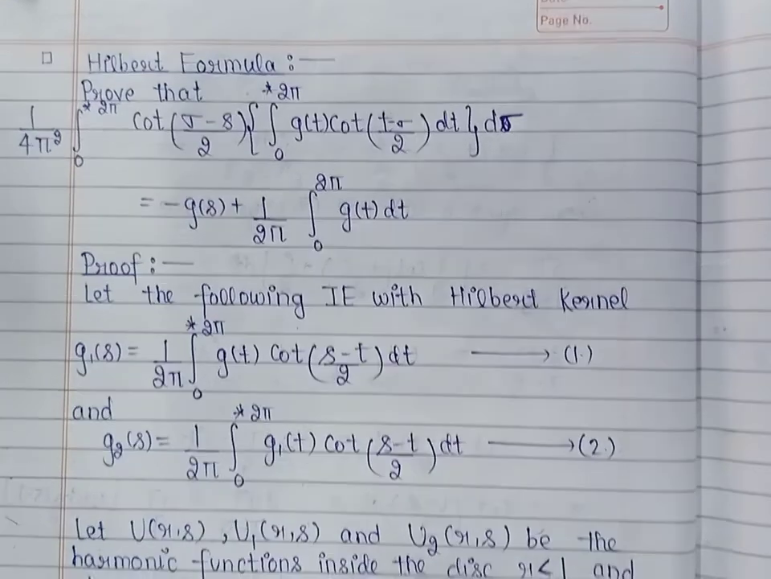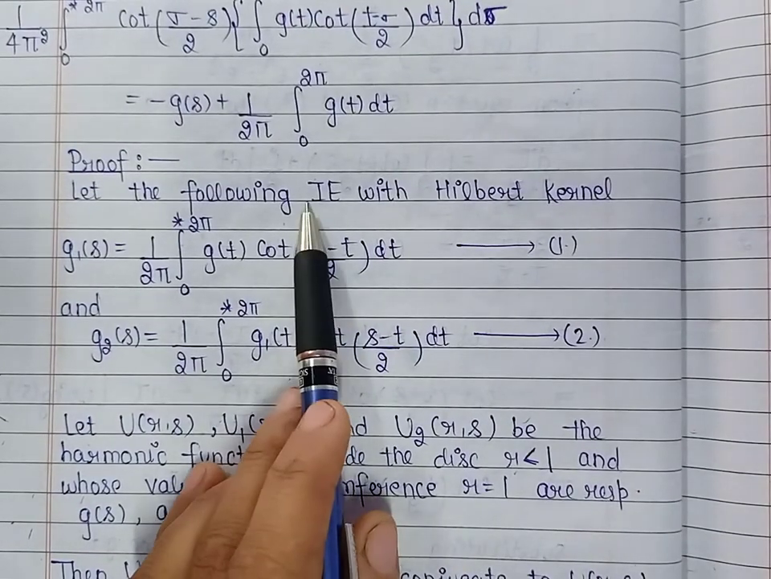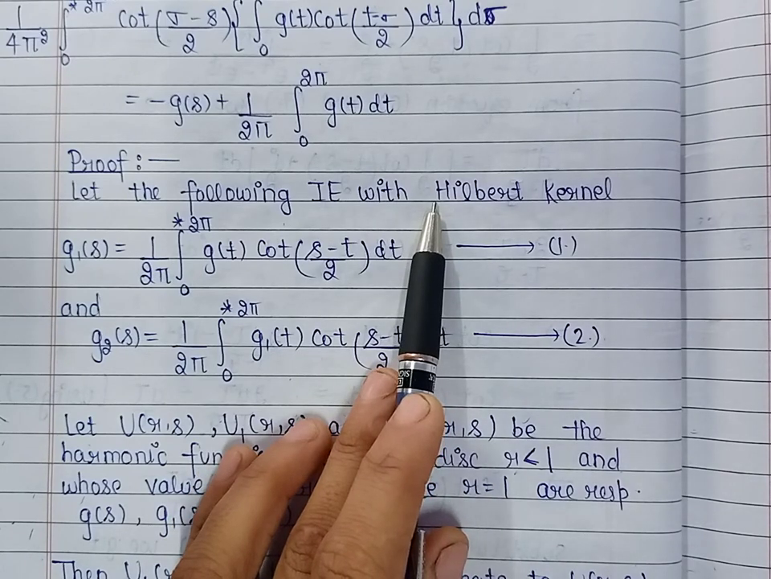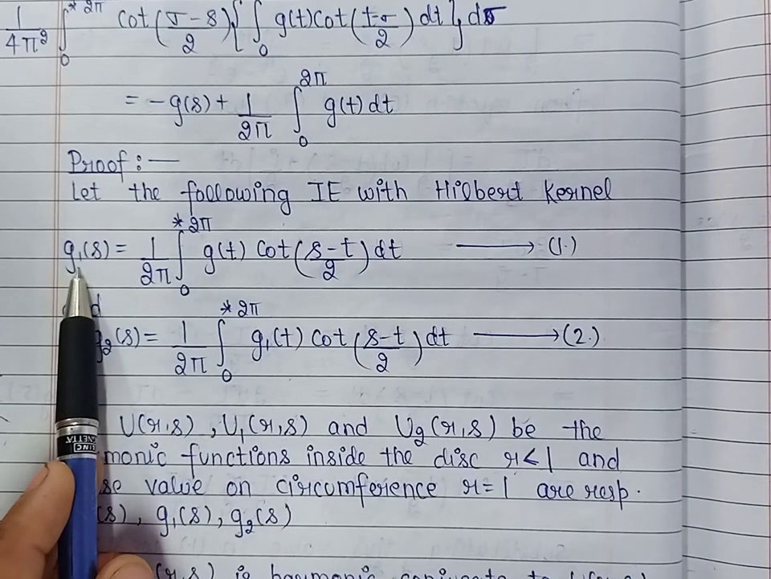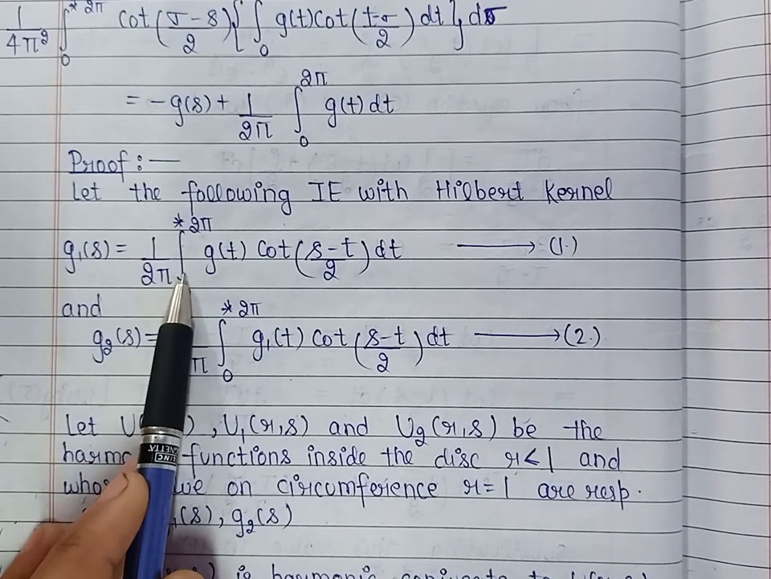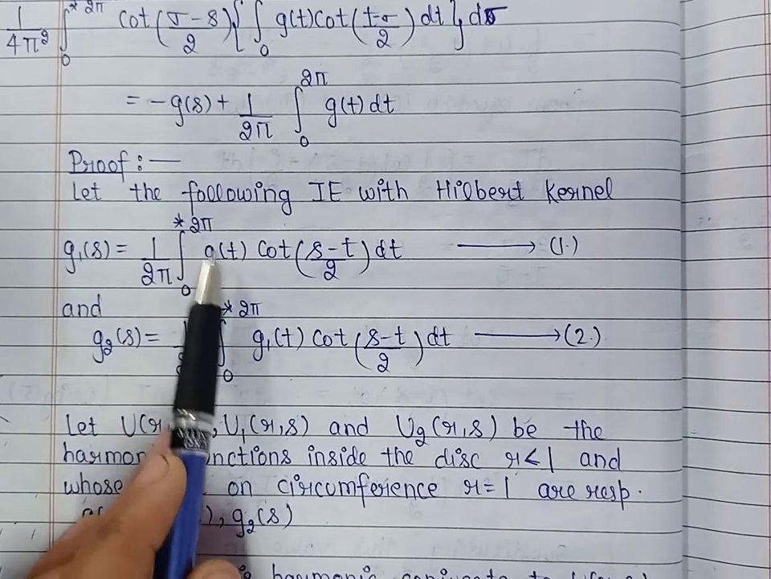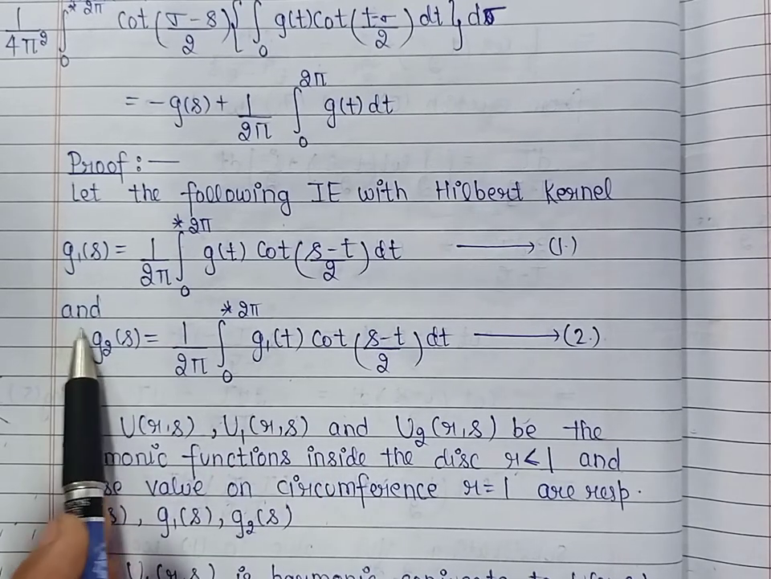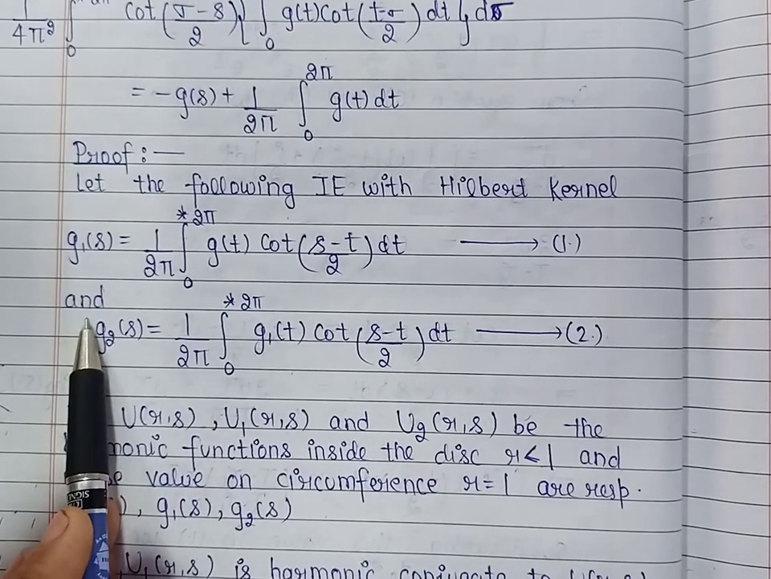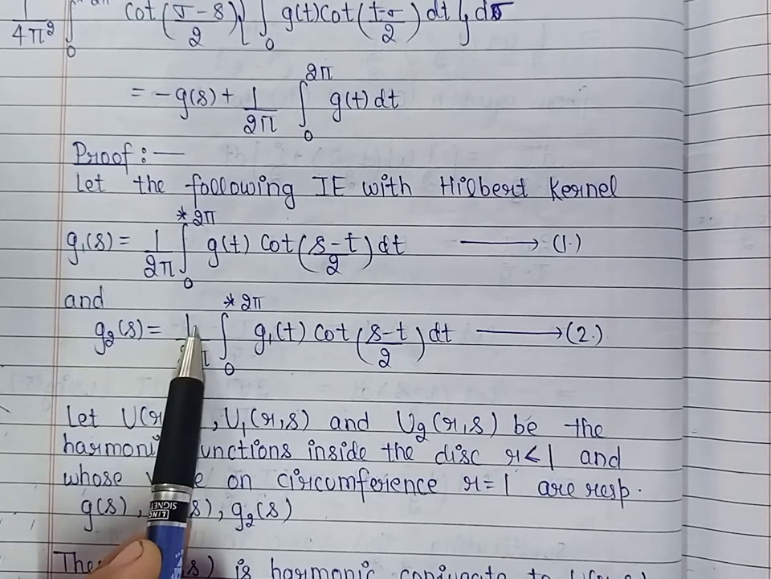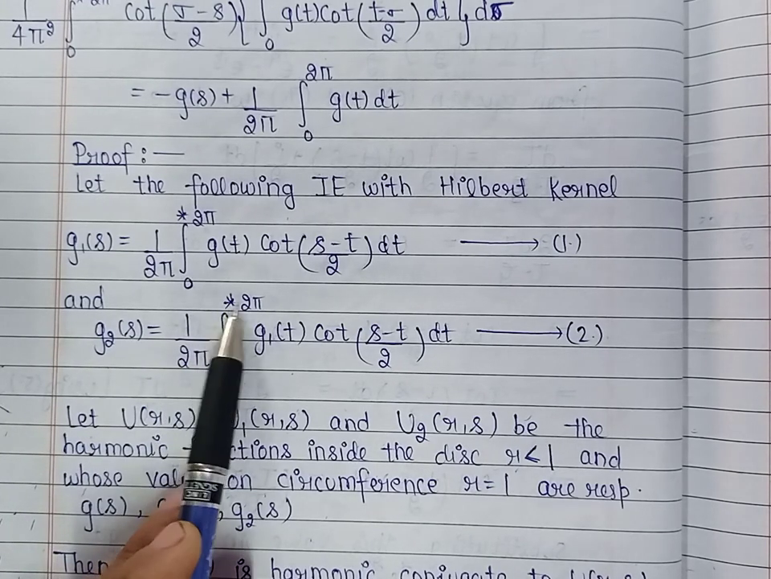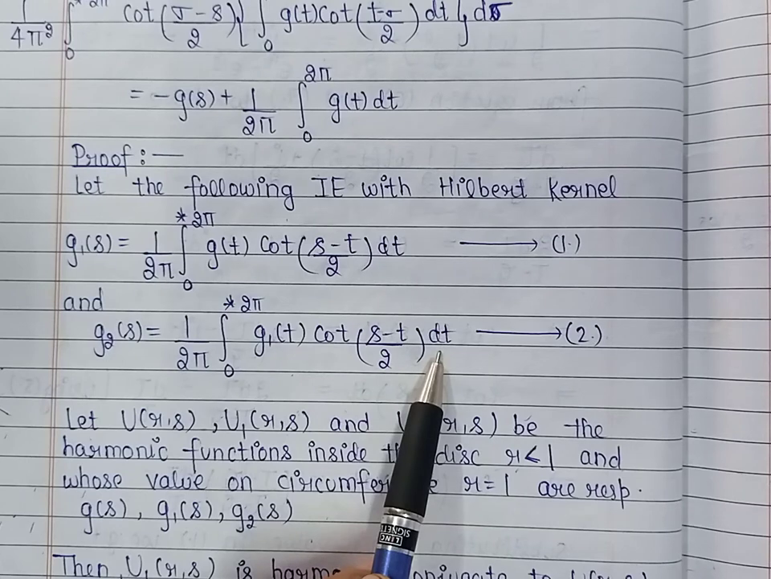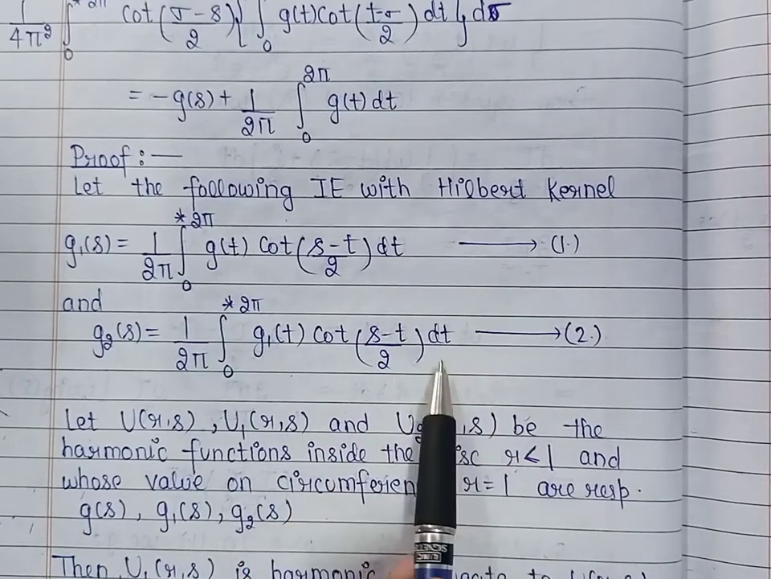In order to prove Hilbert formula, let us take two integral equations with Hilbert kernel. The first integral equation with Hilbert kernel we have taken as g1(s) is equal to 1 upon 2 pi integral 0 to 2 pi g(t) cot of (s minus t)/2 dt. And the second integral equation with Hilbert kernel we have taken as g2(s) is equal to 1 upon 2 pi integral 0 to 2 pi g1(t) cot of (s minus t)/2 dt. Let us denote these equations by equation 1 and equation 2.